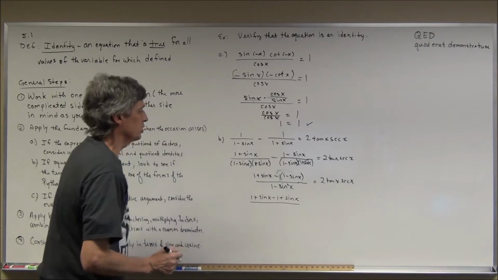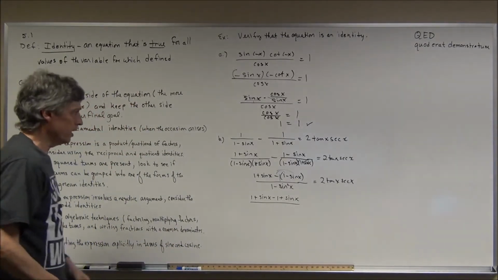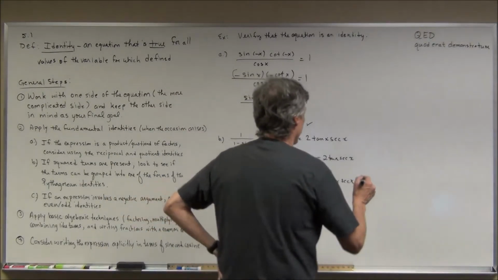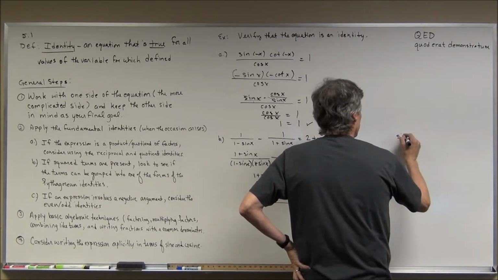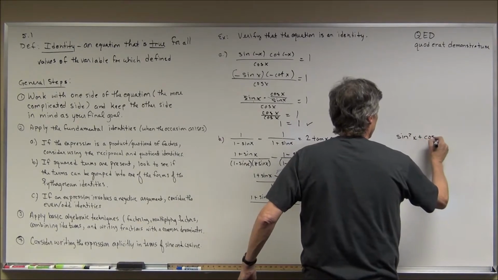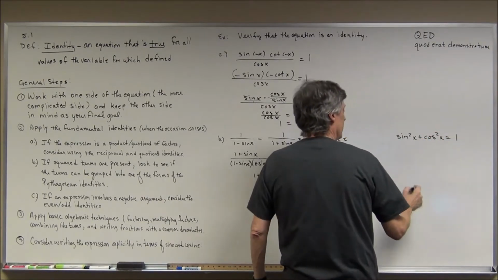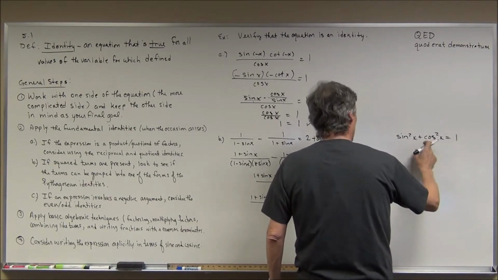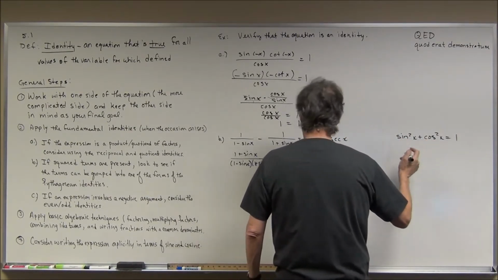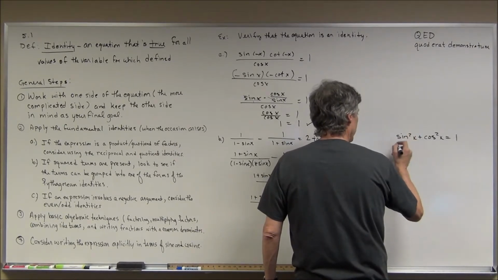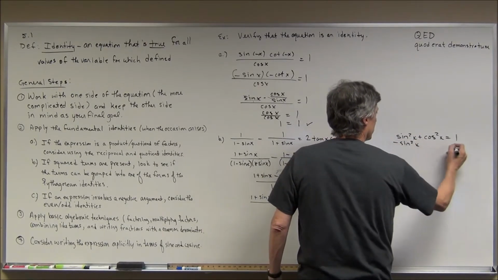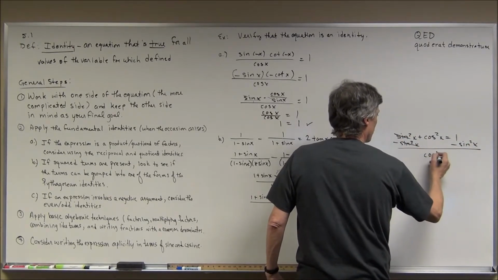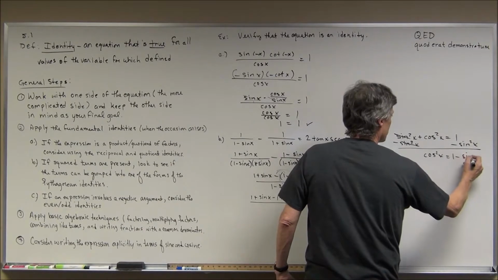Now 1 minus sine squared x, if you look back in your notes to the Pythagorean identities, one of the Pythagorean identities that we had was that sine squared x plus cosine squared x is equal to 1. Now that also means that if I subtract sine squared x from both sides, I'd still have equality. So if I subtract sine squared x from both sides, I have cosine squared x is equal to 1 minus sine squared x.